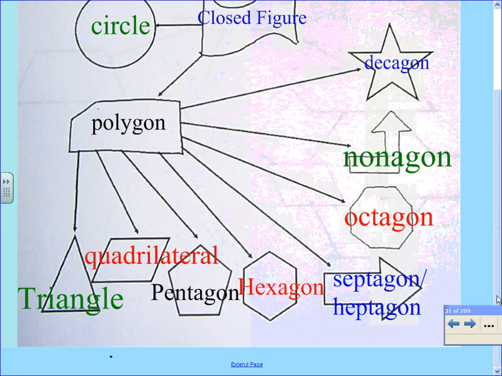Okay, I need you to open up your note packet to page, actually, I don't even know what page. I think it might be page 6 in yours. Lesson 10.3a.